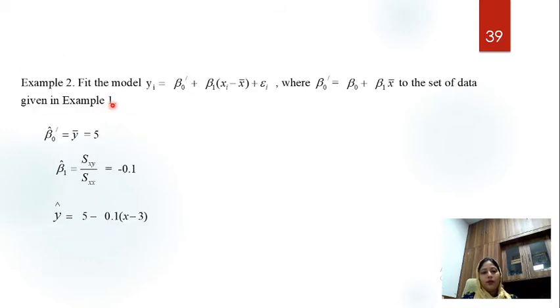Example 2: fit the model yi is equal to beta naught dash plus beta 1 times xi minus x bar plus epsilon i, where beta naught dash is equal to beta naught plus beta 1 x bar, to the set of data given in example 1. And then you can check whether you've got the correct answers or not.